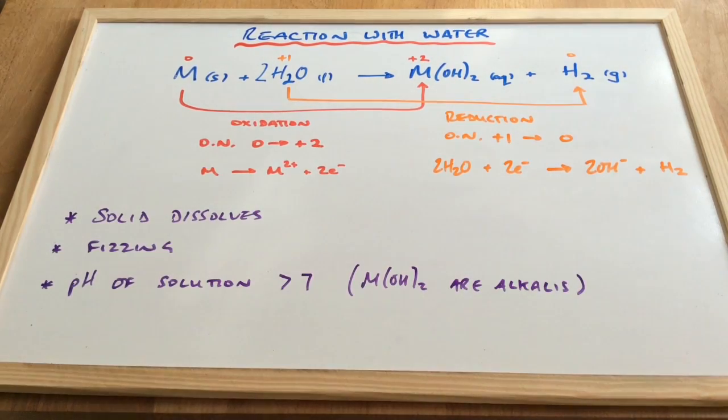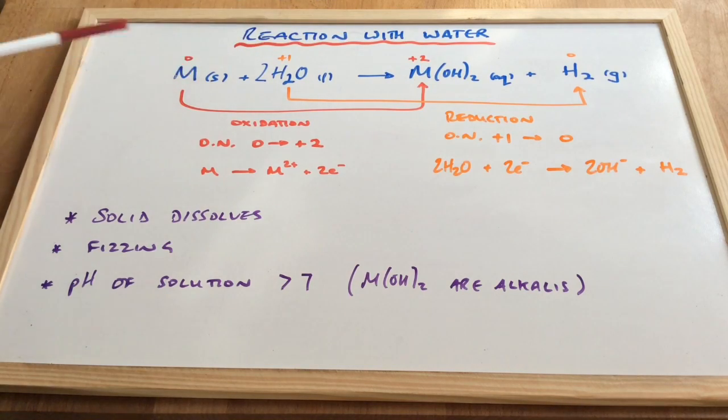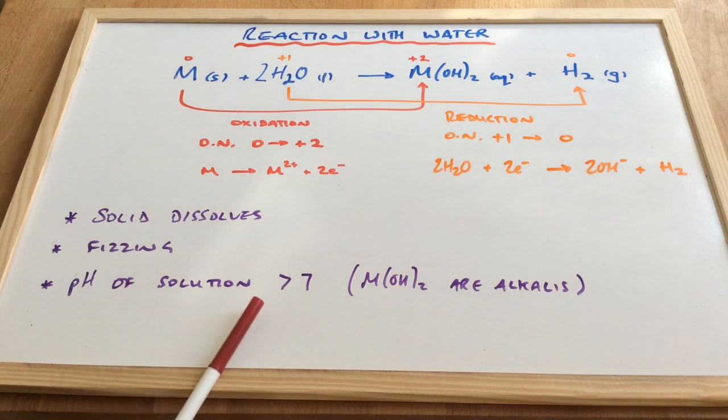And we'll just finish this section with a reminder of those observations. So we would see the solid dissolving, we would see fizzing. Remember, the state symbols are a good place to look to get some observations out. And the other thing is, because the metal hydroxides are alkaline, then the pH of this solution formed would be greater than 7.